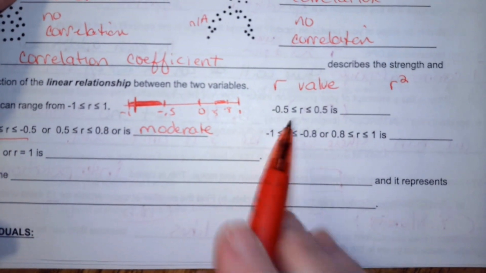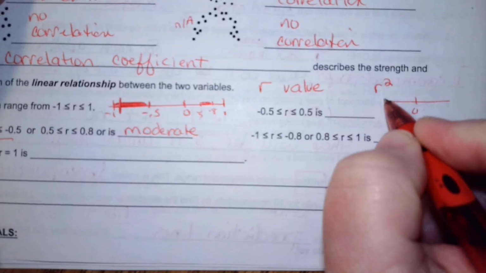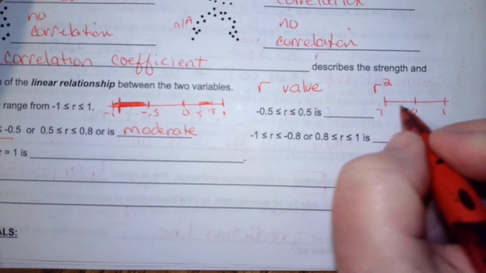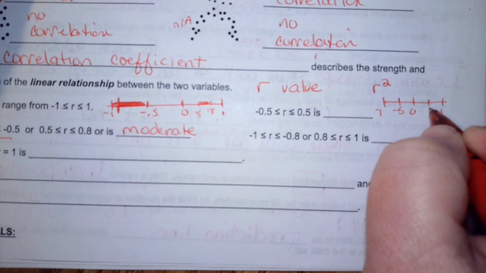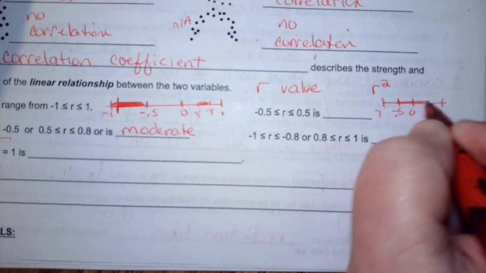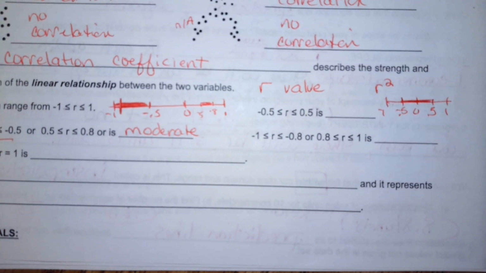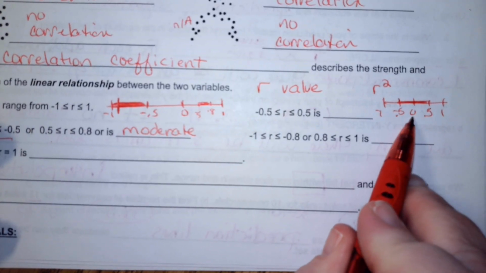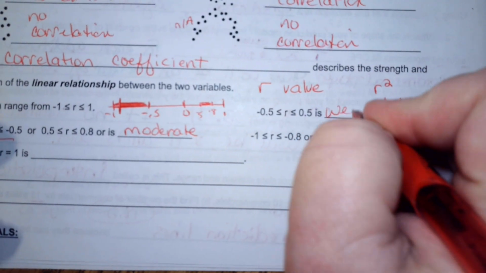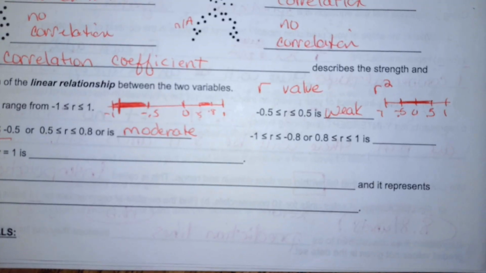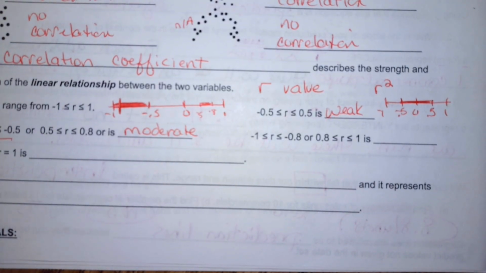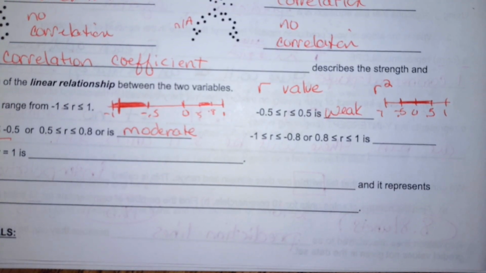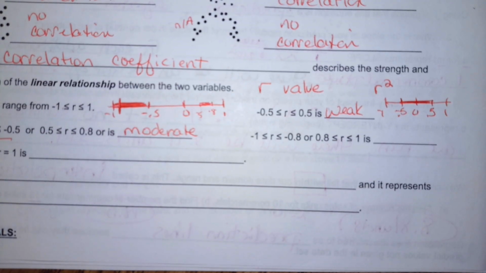On the other hand, like this one right here, here's your 0, here's your -1, here's your 1. -0.5 to +0.5, that's this right here. So that's pretty close to what? It's pretty close to 0. So that's what we call weak. Anything from -0.5 to +0.5 is a weak strength. That means there might be a relationship between the two variables, but it's not exactly the strongest one.